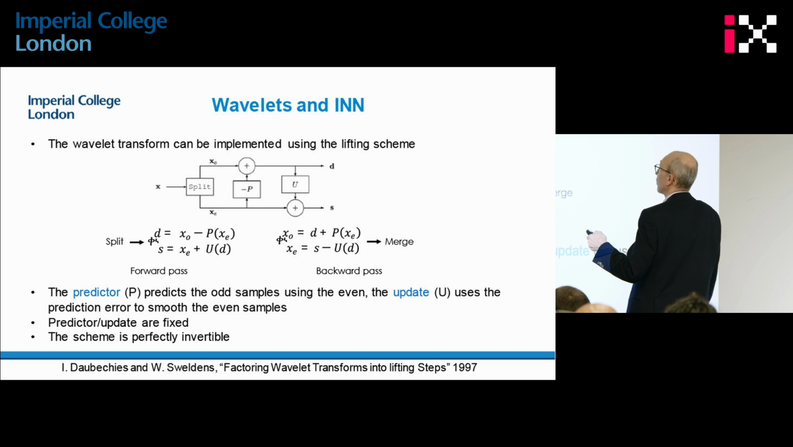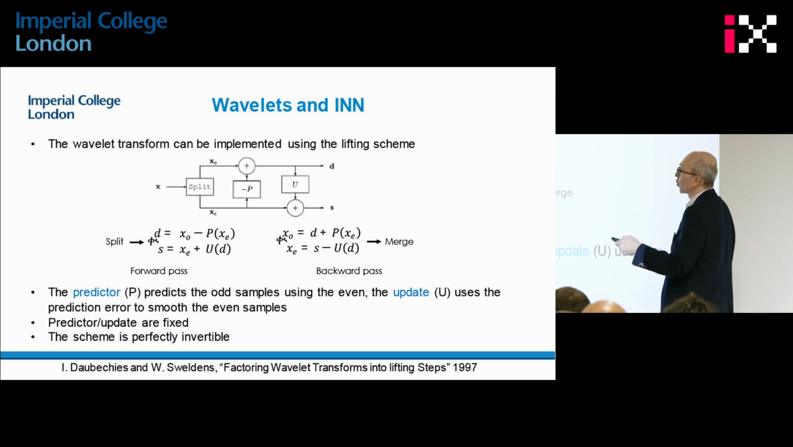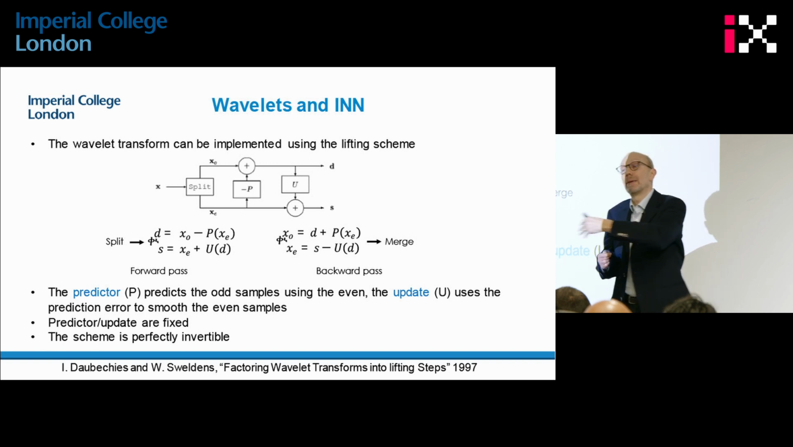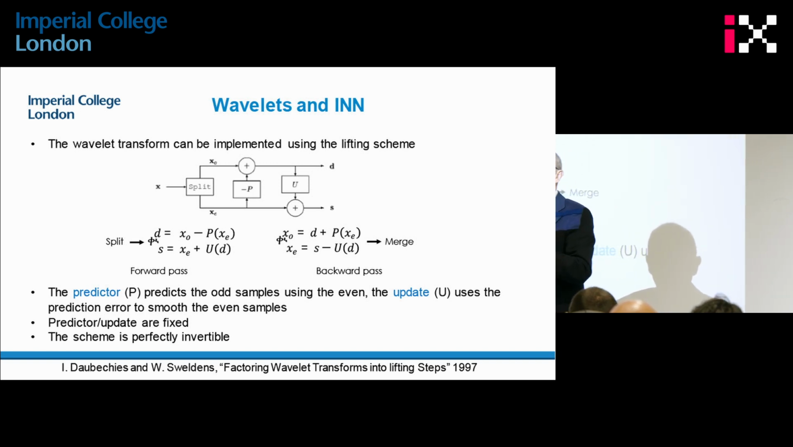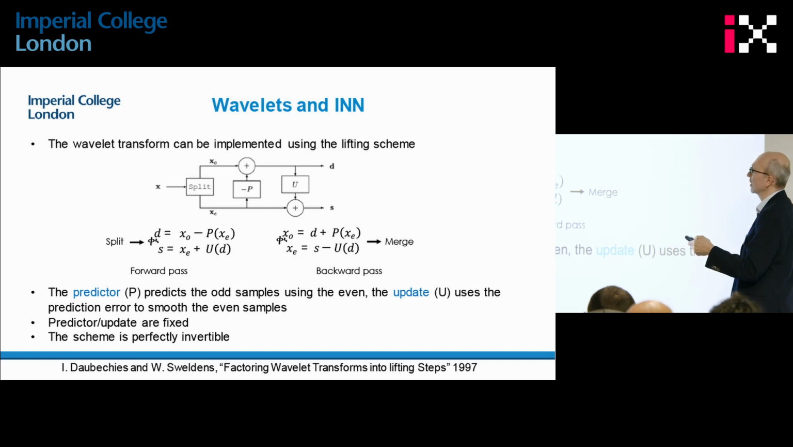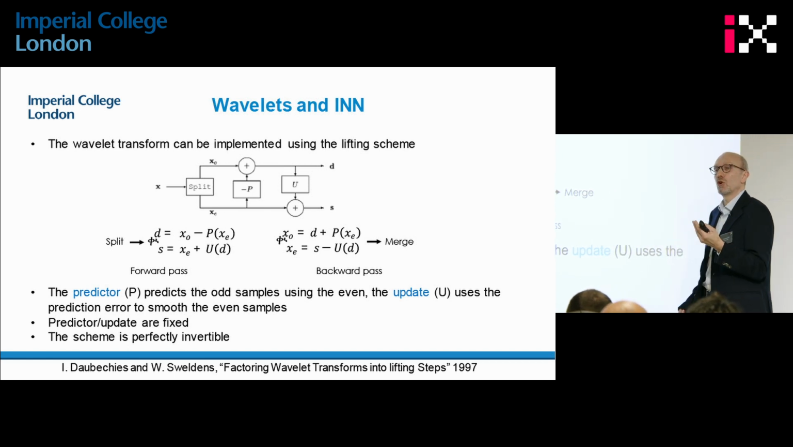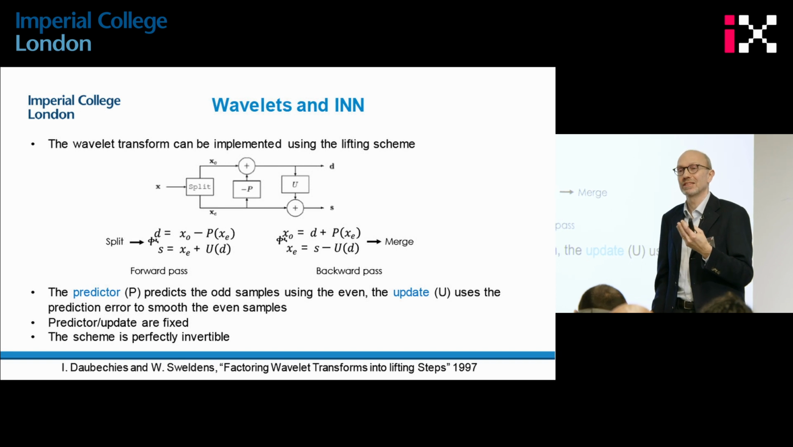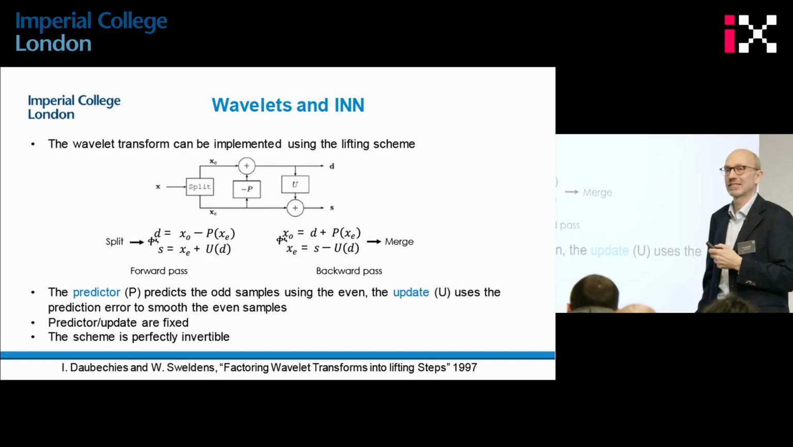If you have some error here, then you use this error to update this sequence to make it a little bit smoother so that you can do a better prediction at the next stage. Okay, so that's the idea. And what is interesting, again, in the wavelet context is that these guys are fixed, but we know what they do. We can interpret precisely what they are doing.